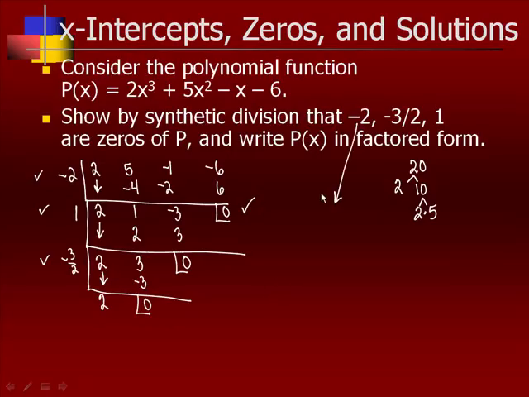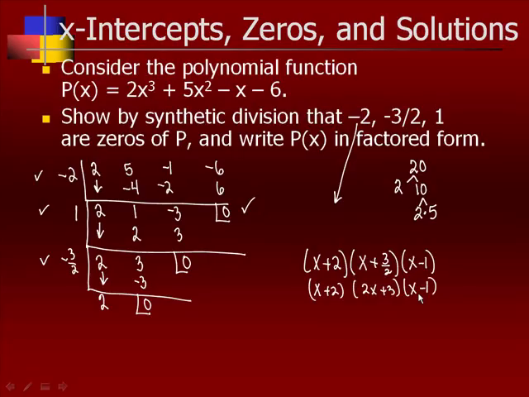Now, factored form: if negative 2 is a 0, that means x plus 2 is a factor. If negative 3 over 2 is a 0, that means x plus 3 over 2 is a factor. And if 1 is a 0, that means x minus 1 is a factor. Now, if you don't like these fractions, you can multiply this factor by 2, and we would get x plus 2 times 2x plus 3 times x minus 1, and that would work.